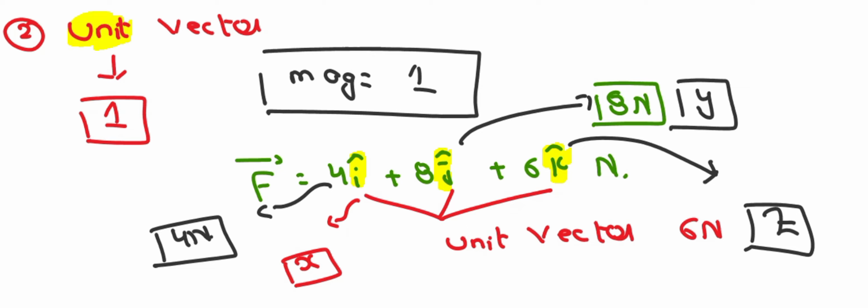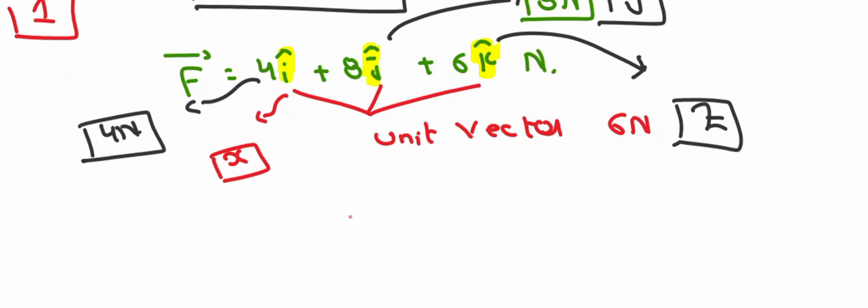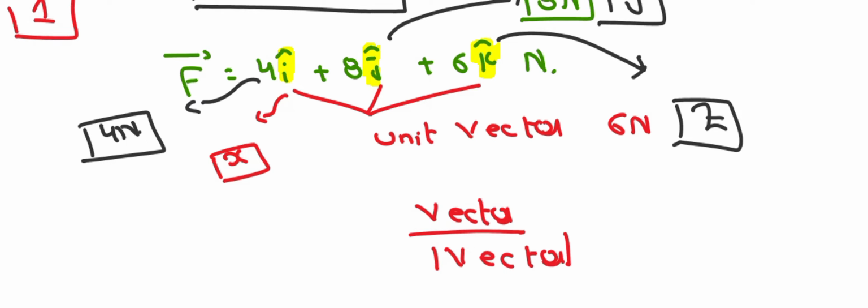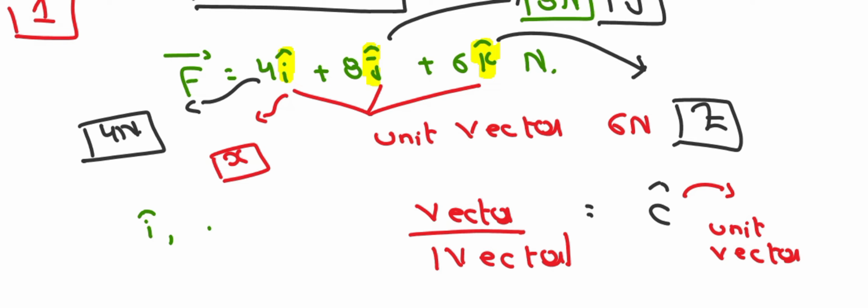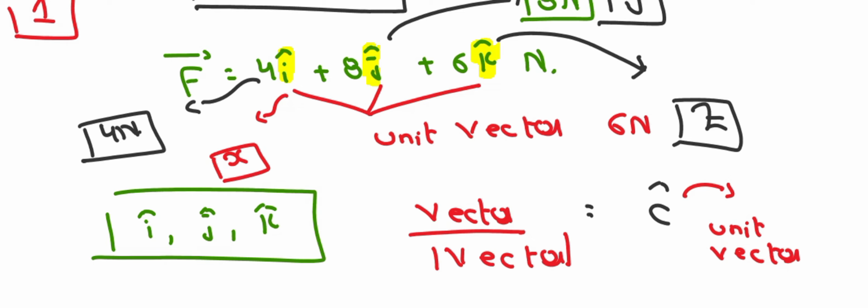Now, the formula of the unit vector is vector upon vector magnitude. This is basically the formula of the unit vector. The alphabetic representation of the unit vector is c. Let's suppose c is the alphabet, and above this c, if you put a cap, this is the representation of the unit vector. Let's suppose i, j, and k: these are the unit vectors.